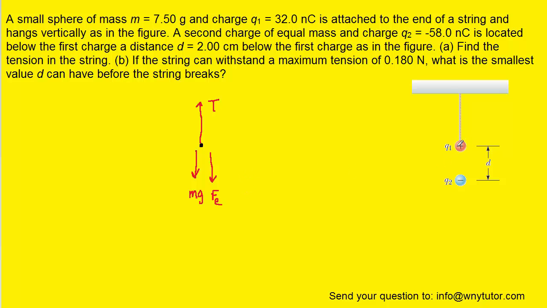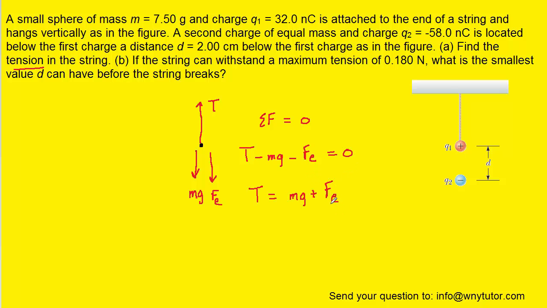Now, because charge Q1 is in equilibrium, we know that the sum of these three forces will equal 0. We'll go ahead and plug in the forces. Notice that both mg and Fe are pointing down and are therefore negative when we plug them into the formula. Now, if we look at part A, it's asking us to find the tension in the string. So we're going to solve this equation for T by adding mg and Fe to the right side of the equation.